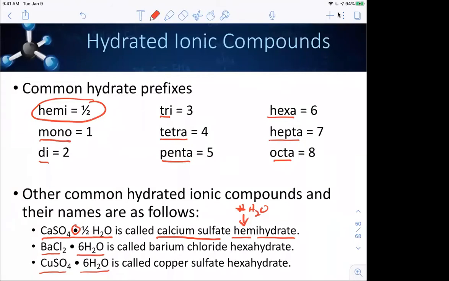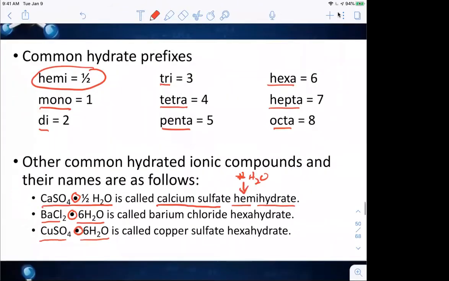This dot is also an indication that this is a hydrated compound. So I have the salt, which is just the ionic compound, and then I have the dot, which is always indicated in these hydrated compounds, and then I have the number of water molecules that are in that crystal structure. So there's a couple of components to these.